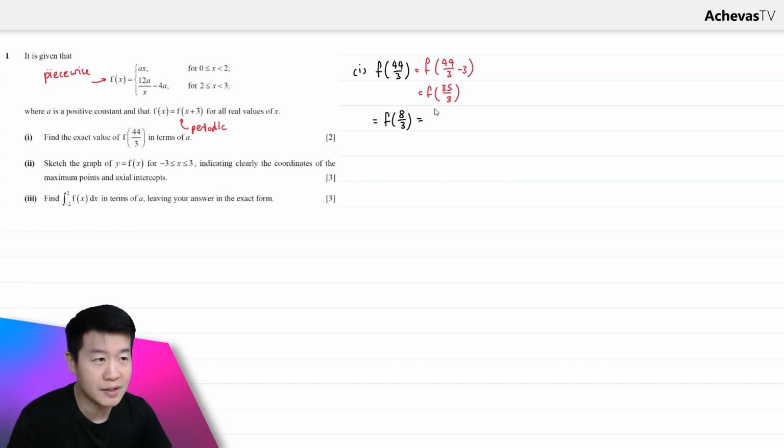So I know this is going to be 12a divided by x. X is 8 over 3 minus 4a. And this is going to get us a half a.